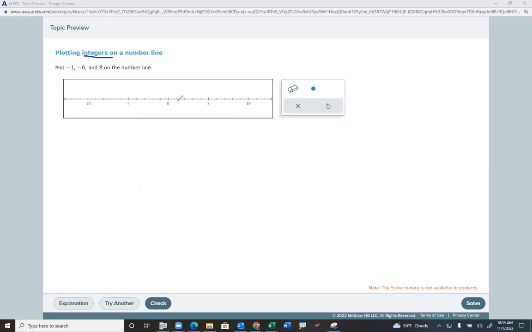So -1 would mean, from our center spot here, our 0, let's go 1 to the left, and we end up right there for -1. -6 is similar. It's also negative, so we're going to go 1, 2, 3, 4, 5, 6 to the left, and end up right there.